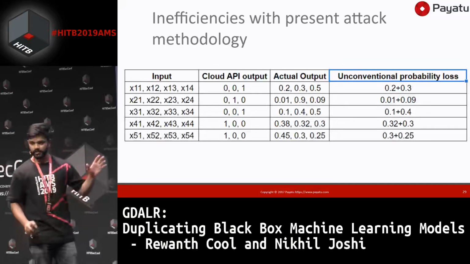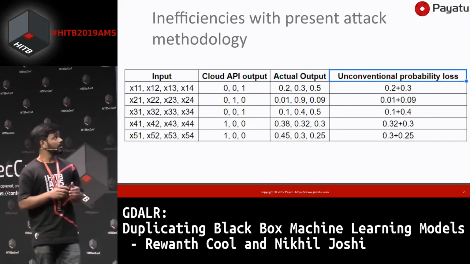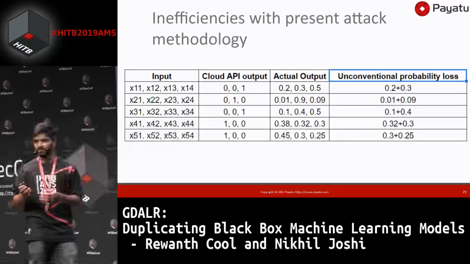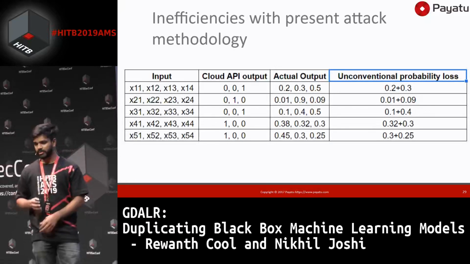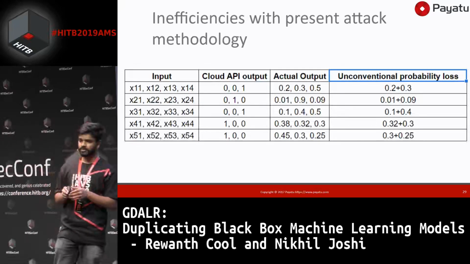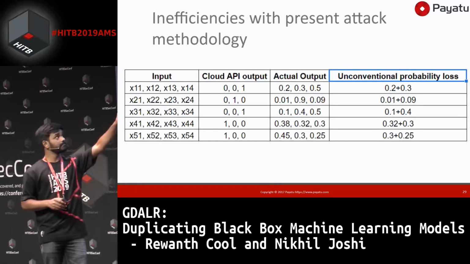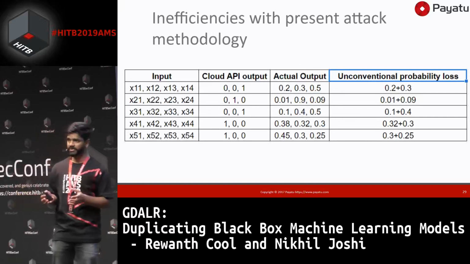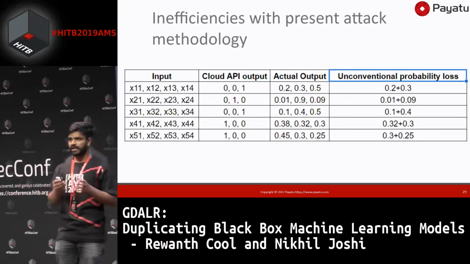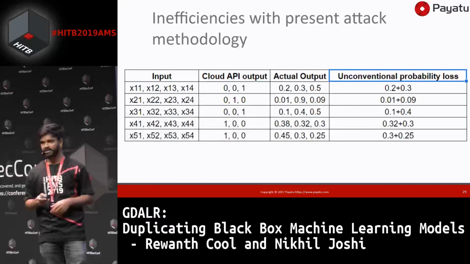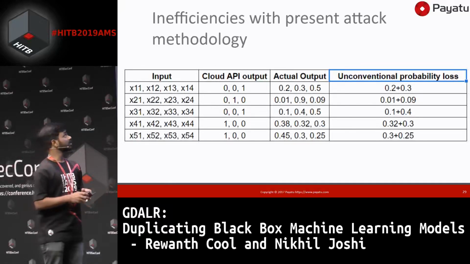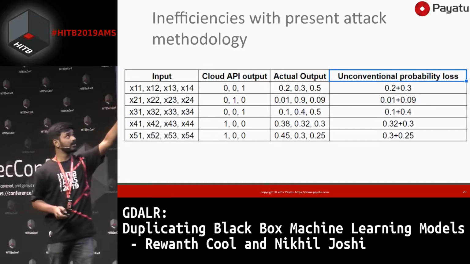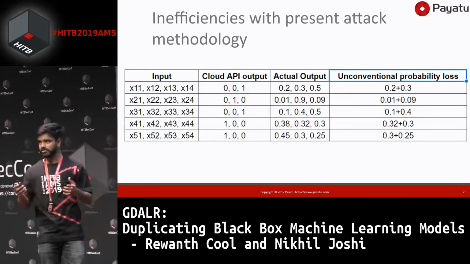Take a look at this table. This explains how much the attackers are losing. Let's see, the actual output for the first value is 0.2, 0.3, 0.5. There's no doubt the first label belongs to class 3, but they are missing the loss of 0.5. When the attackers train their models, it would be easier and more efficient to duplicate the model if they had the probability values of each and every class. With the current attack methodology, the attackers use the cloud API output, so they lose this much critical information that could be used to train their model.